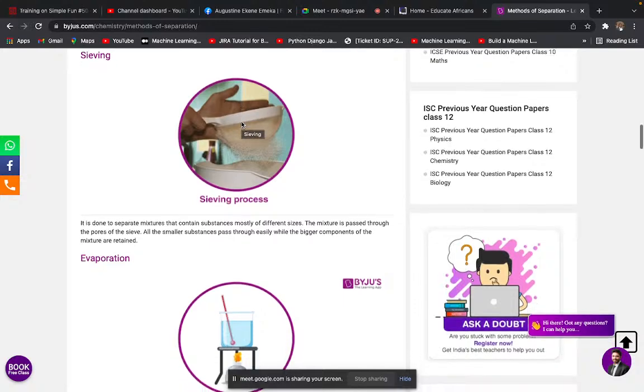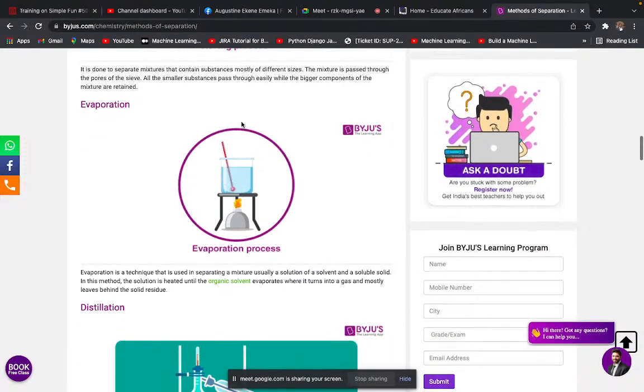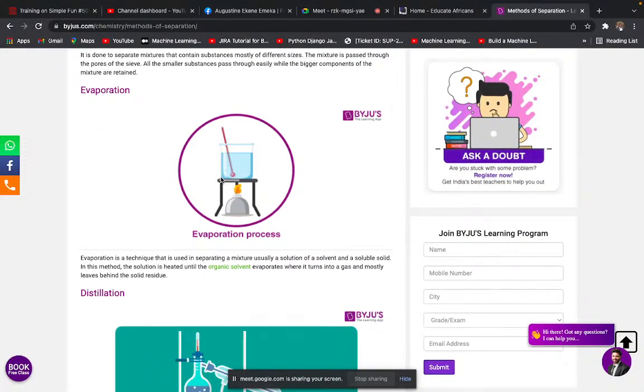Okay, so let's go on. Let's look at evaporation. So what is evaporation? Evaporation is a technique used in separating a mixture, usually a solution of a solvent and a soluble solid. Like the example I gave you about your salt: if you leave your salt outside and you come back and find that rain has gotten into it, the salt is soluble, and it is soluble inside the solvent known as water.